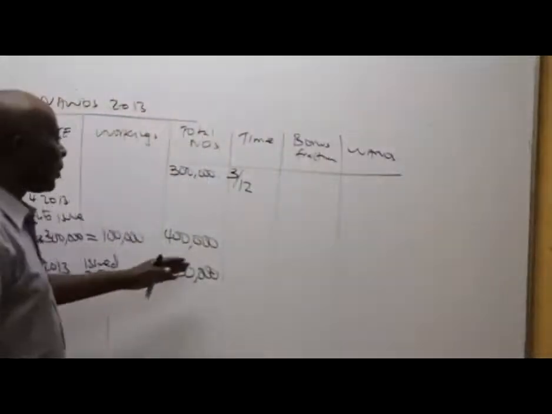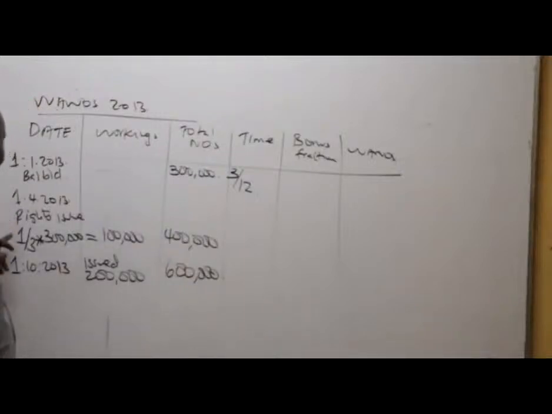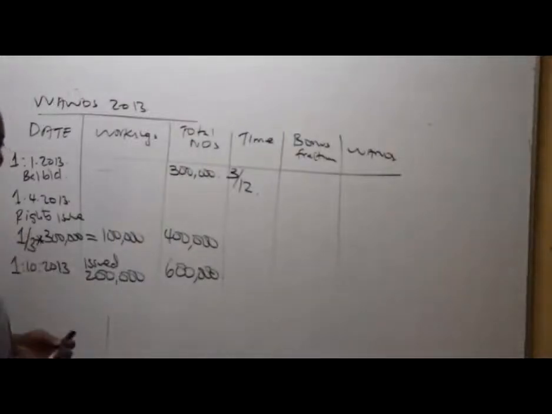So nikija hapo tupatie sasa time. So niambieni hapa sasa kutoka 1st April to 1st October, how many months do we have in between?